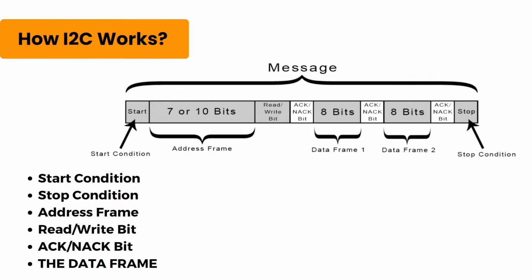The stop condition is the voltage transition from low to high on the serial data line, after a low to high transition on the serial clock line, with the clock line remaining high.